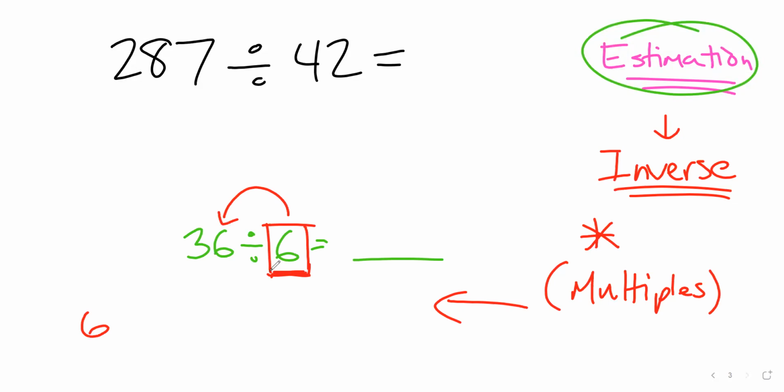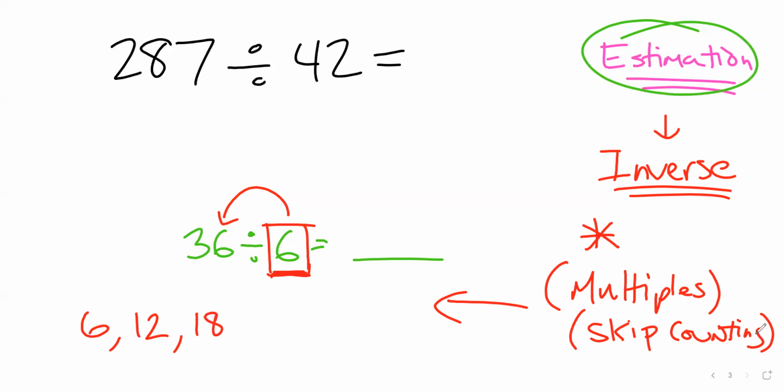If I think about 6 and by multiples, again, that's just skip counting, right? If I think about skip counting, well, one group is 6, 2 groups is 12. So here I am skip counting. I'm doing my multiples of 6. 6 times 1 is 6. 6 times 2 is 12. 6 times 3 is 18. 6 times 4 is 24. 6 times 5 is 30. 6 times 6 is 36.